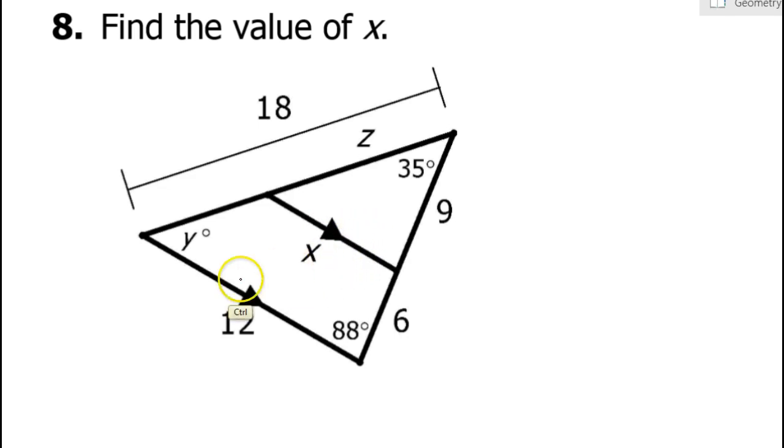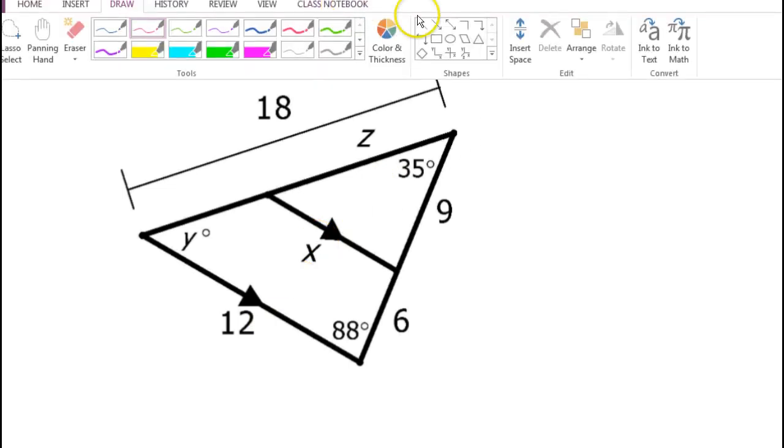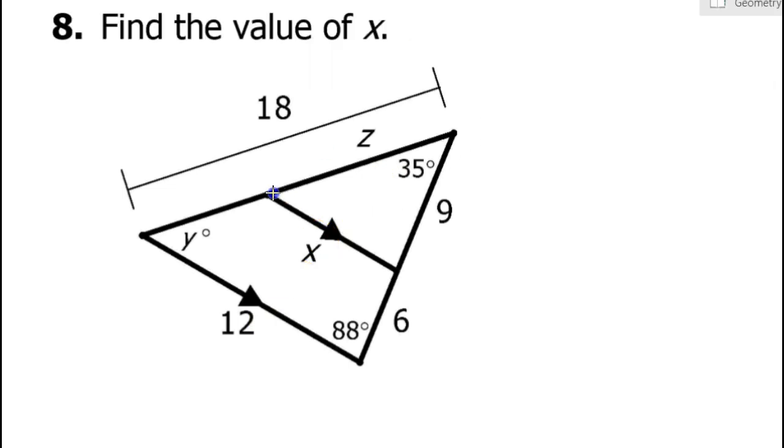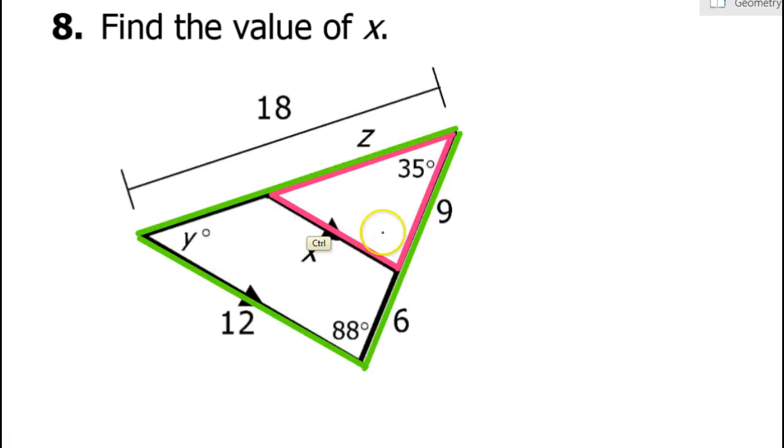However, I do know that these will be similar triangles. So when I talk about the similar triangles, I am talking about this triangle right here. When you have parallel segments like this inside of a triangle, it does produce these two similar triangles.